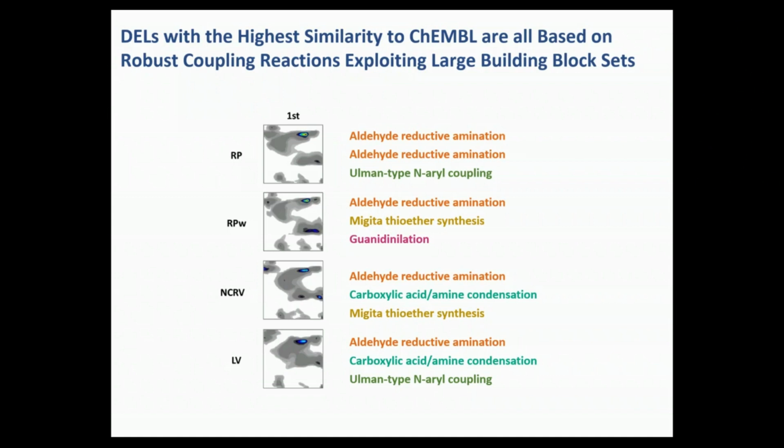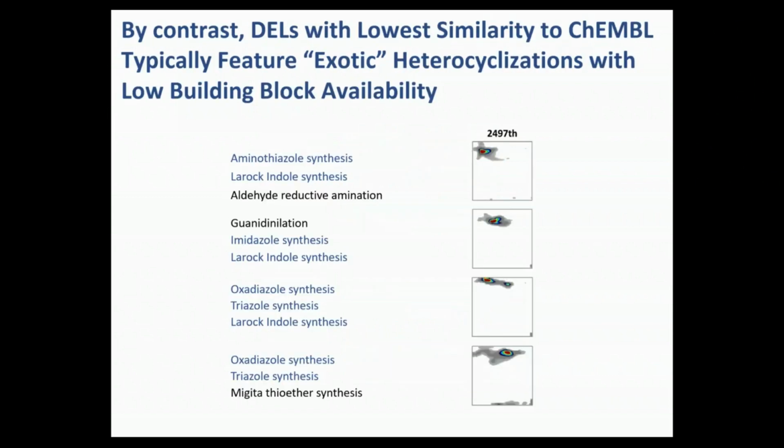They are all based on good old workhorse reactions that are much loved by the chemists, and it's not astonishing that these reactions have a lot of building blocks at hand. There will be large DELs that are obtained, and they will cover the chemical space of DEL better than the very special DELs that are obtained with rather exquisite heterocyclization processes, for which the building block diversity is rather low.